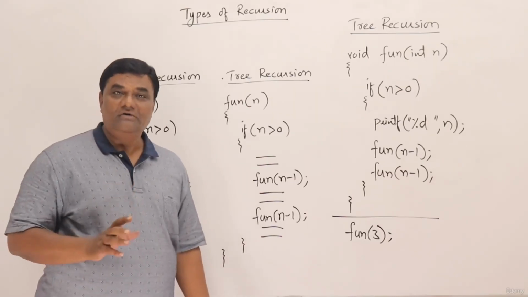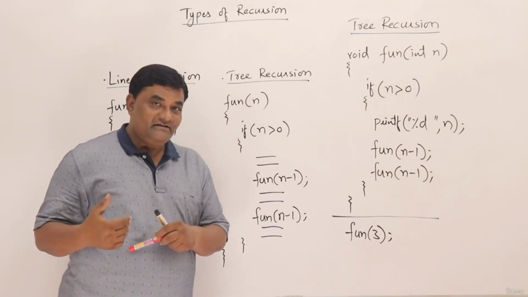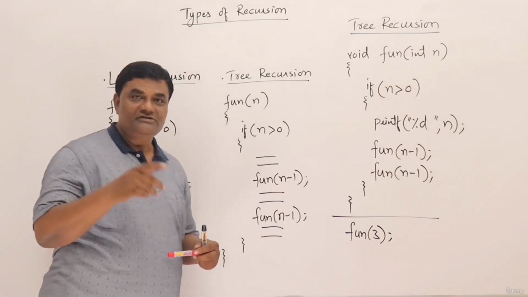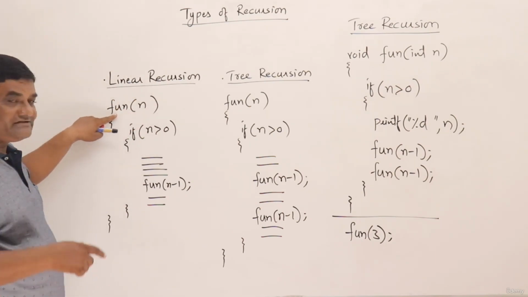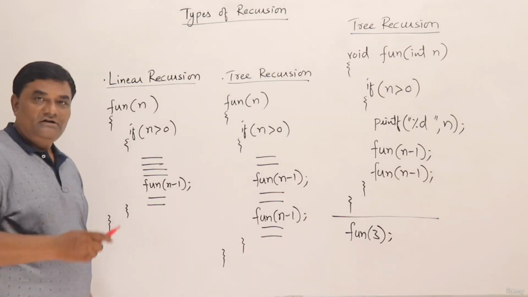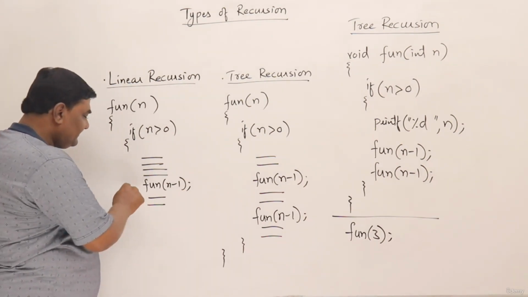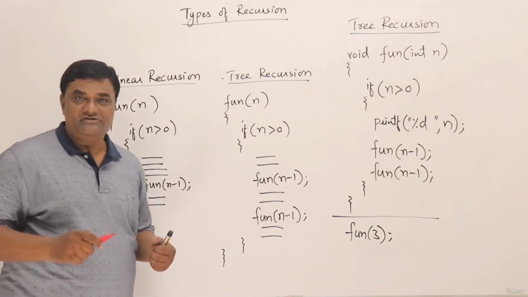In this video, we'll learn about tree recursion. So first of all, I will compare linear recursion and tree recursion. Let us see. A linear recursion is a recursive function that calls itself only one time. You can see that the function is calling itself only one time. Then it is a linear recursion.